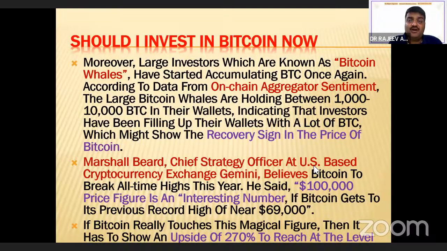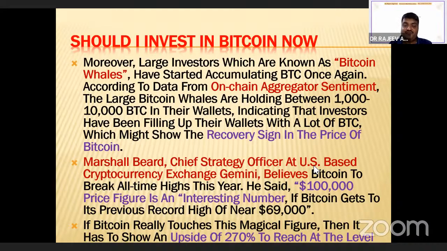Moreover, large investors who are known as Bitcoin whales have started accumulating on the chain because they anticipate there will be a recovery in the price of Bitcoin, exponentially and very fast. These Bitcoin whales are those who hold between 1,000 to 10,000 Bitcoins. Someone from this 50-odd crowd could be a Bitcoin whale. We never know, but definitely they are accumulating because they are anticipating recovery.